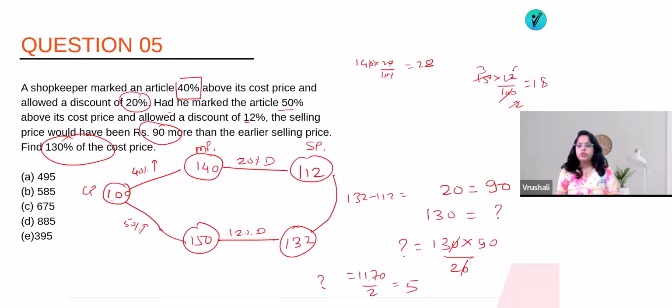It will be 2 5s are 10, there will be 1, 2 8s are 16, 2 5s are 10. So the answer will be equal to 585. That is option number B will be the answer. That's it. Easier. Now we will jump on the next question.